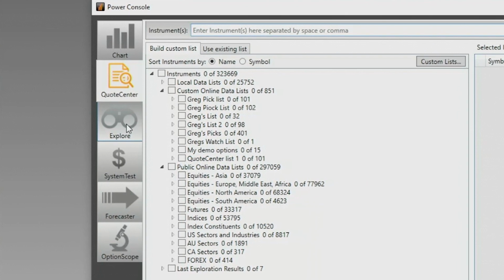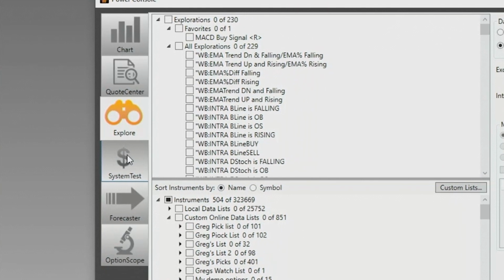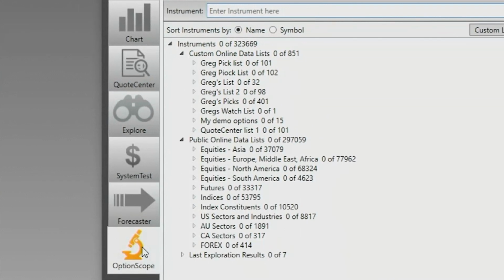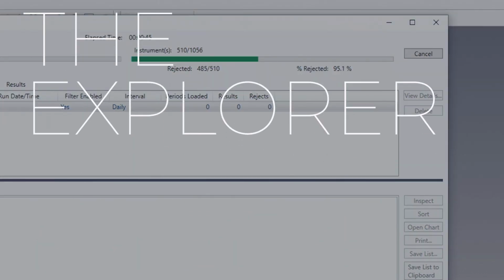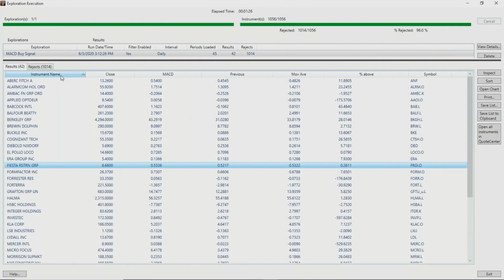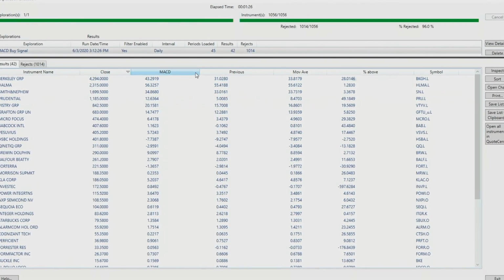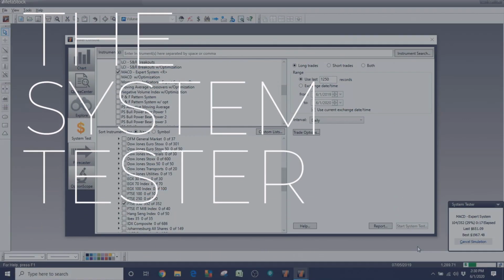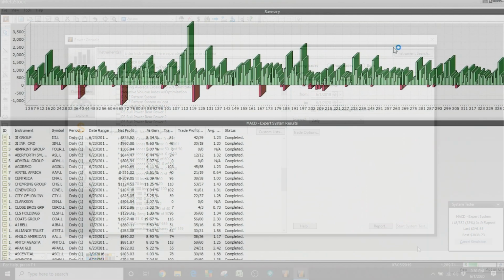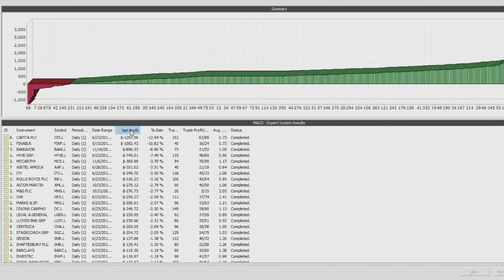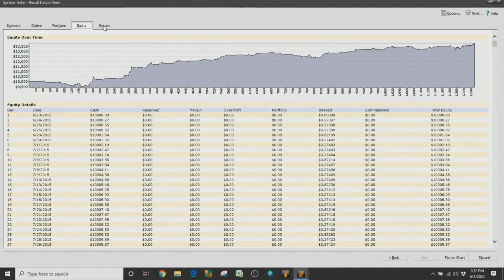At the core of MetaStock are the Power Tools. The Power Tools give professional-grade analysis tools to private traders like you and me. You can scan the market with the MetaStock Explorer to filter and sort securities that show buy and sell signals based on your criteria. The MetaStock System Tester lets you test most strategies through a process called backtesting, which allows you to see how your strategy would have performed over time.